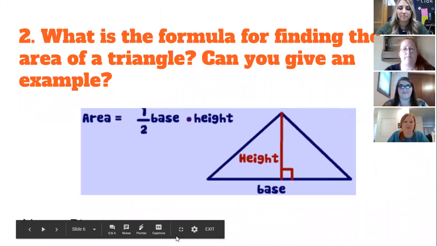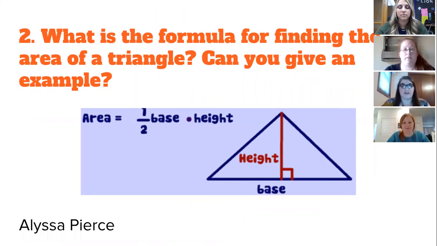Hey, Alyssa, what is the formula for finding the area of a triangle? And can you give us an example? Sure can. So first, let's start with that formula. So the area equals 1/2 base times height, which I have listed right here. So let's go ahead and take a look at that example on this next slide.